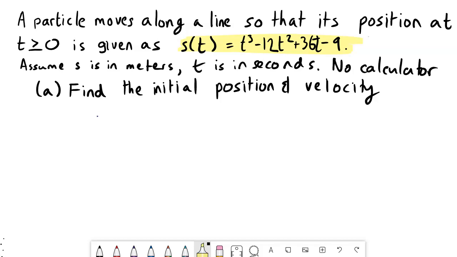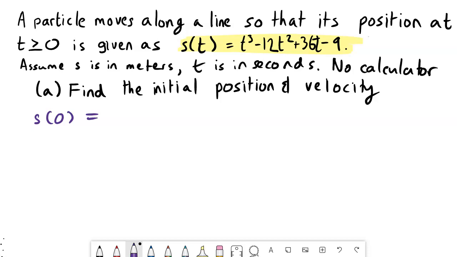This is a no calculator problem, so try to not use a calculator. If they do, then I'll tell you how you can use the calculator to benefit you, but I'm going to be solving it without a calculator. So we have part A. Find the initial position and velocity. This one's a very simple one because all we have to do is find the position at time equals 0.